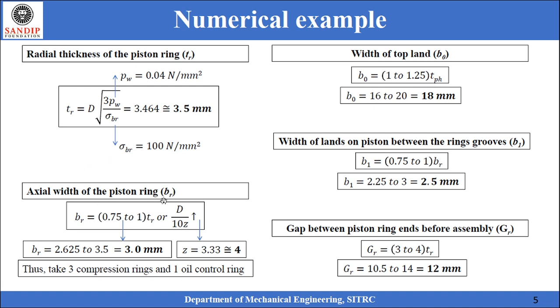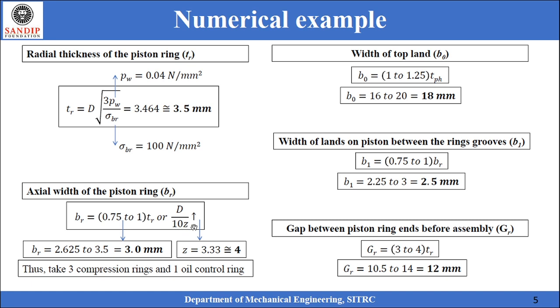Axial width of the piston ring BR is calculated by using the first formula, that is 0.75 to 1 times TR, since in the second formula Z is not known to us. By using the first formula, BR can have any value between 2.625 to 3.5. So we decide to choose 3 mm as the value of BR, that is axial width of the piston ring.